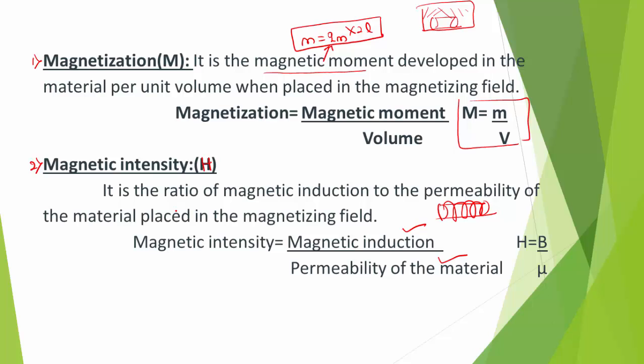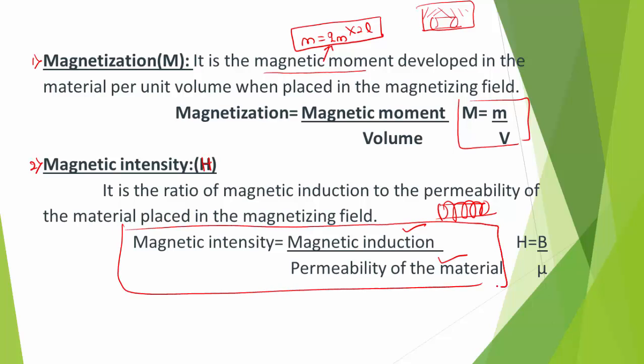When placed in the magnetizing field, the magnetic intensity is equal to magnetic induction divided by permeability of the material. It is the ratio of magnetic induction to the permeability of the material. It is mathematically denoted by the symbol H. H is equal to B divided by mu.